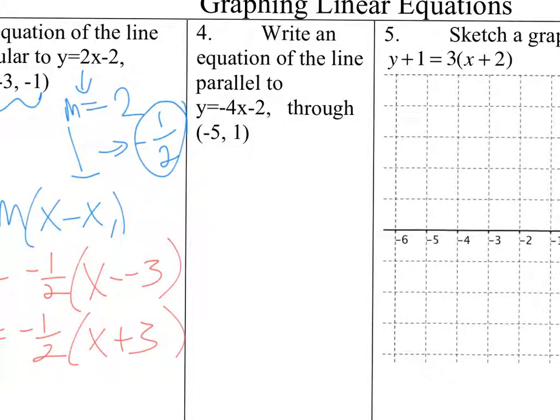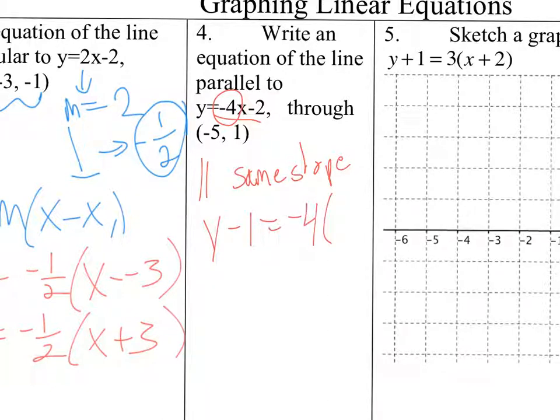Write an equation of the line parallel to this one through another point. Okay. Parallel means same slope. Just like perpendicular was the negative reciprocal, parallel is same slope. My slope here is negative 4. Okay, y minus 1 is equal to negative 4 times the quantity x minus negative 5, otherwise known as y is equal to 1 plus negative 4 times x plus 5, or something along those lines.